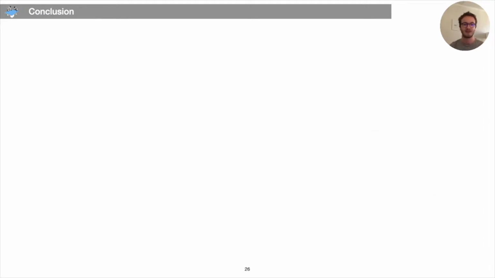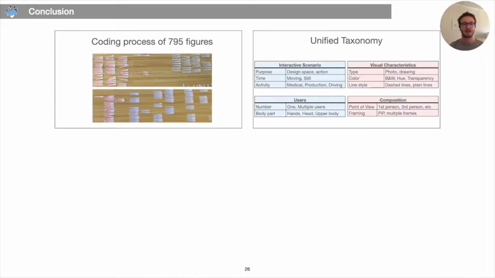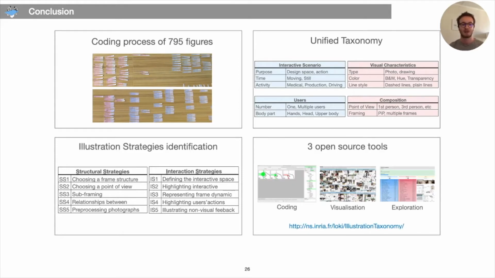To sum up, we presented in this paper a coding process of figures extracted from SIGCHI papers and patents, a taxonomy that covers a large spectrum of interaction scenarios in SIGCHI, 11 families of illustration strategies that can be used as guidelines to help researchers to create new figures, 3 online tools already available to ease the coding process, visualize the taxonomy, and explore and identify new illustration strategies of interactive scenarios.